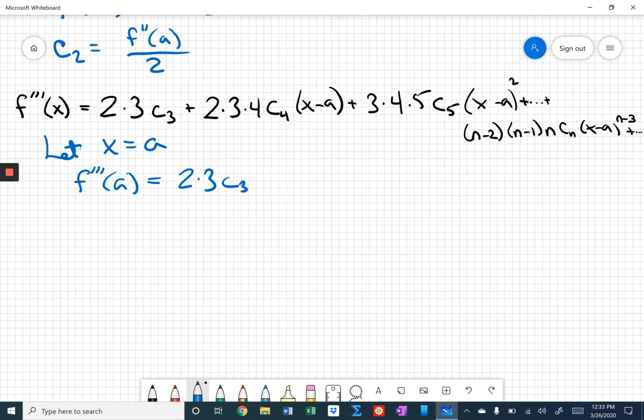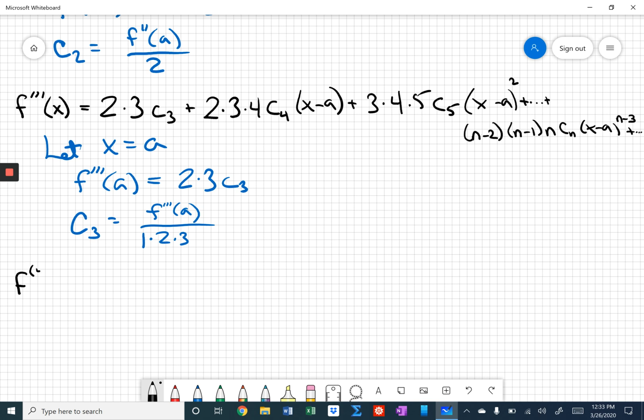And so c sub 3 is going to be equal to f triple prime of a divided by 2 times 3. I hope you can see how this is going to generalize. If you can't, let me give you one more hint, but you might want to pause the video if you still want to think about it for just a moment. 2 times 3 on the denominator is the same thing as 1 times 2 times 3. That's a pretty good hint right there. But I'll forego saying it specifically until we do it one more time.